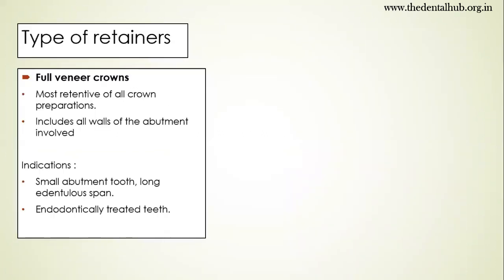Now, since we have covered what situations require what kind of retainers, like high stress or low stress, we can move on to the type of retainers. So based on the tooth coverage, there are full veneer crowns. They are the most retentive preparations because it involves all the walls of the abutment. And indications are small abutment tooth or long edentulous span and endodontically treated teeth.